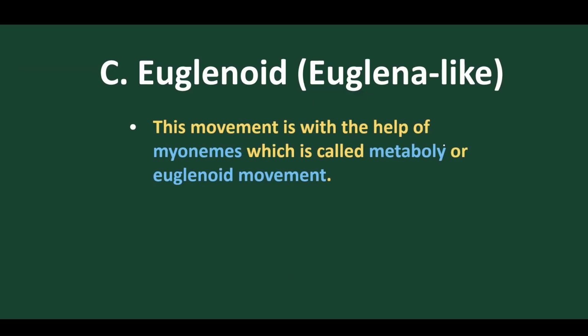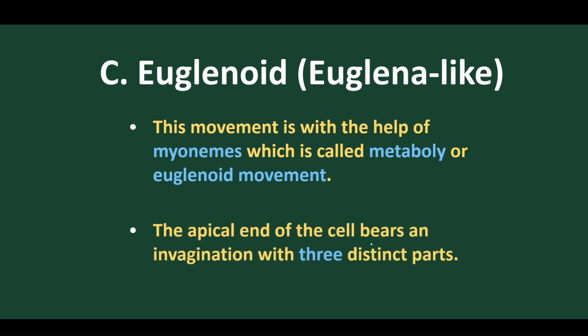So this creeping movement is sometimes called metaboly movement or euglenoid movement. This creeping type of movement is called metaboly movement, or sometimes euglenoid movement. The apical end of the cell bears an invagination with three distinct parts.